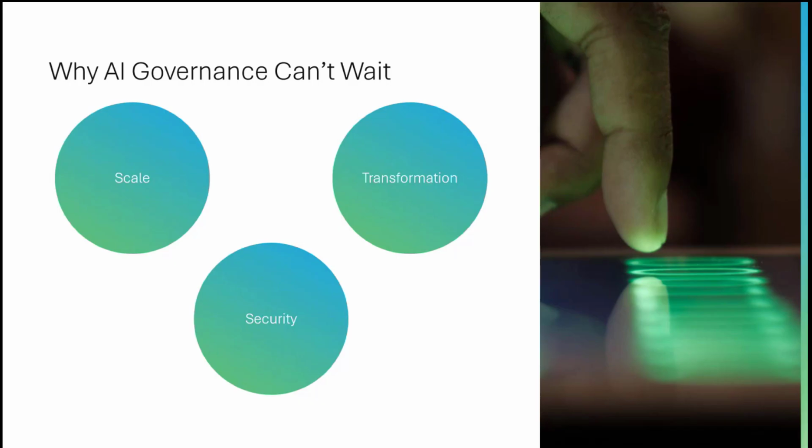The second is transformation. So AI is really something, of course, that can help to transform your business. It is becoming very quickly a strategic imperative for organizations to deploy various AI solutions in order to really keep up with the scale of innovation that we have going on today in the market. And the third piece is security.